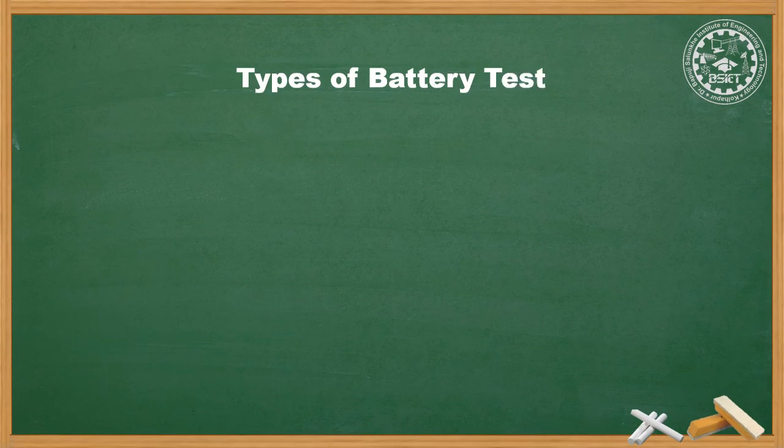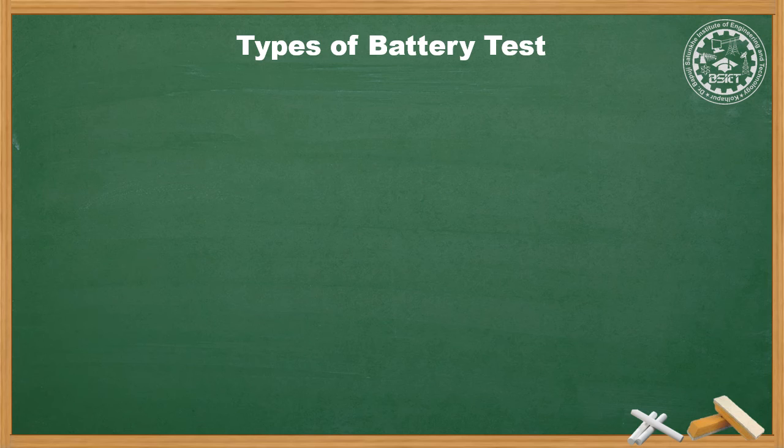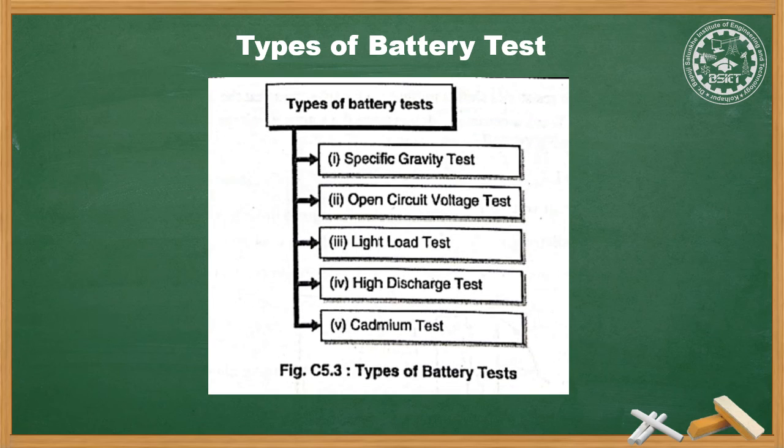Next is types of battery tests. There are a number of battery tests as shown in the figure below. First, specific gravity test. Second, open circuit voltage test. Third, light load test. Fourth, high discharge test. And fifth, cadmium test. These are all the various types of tests. The simplest type of battery test is the specific gravity test.